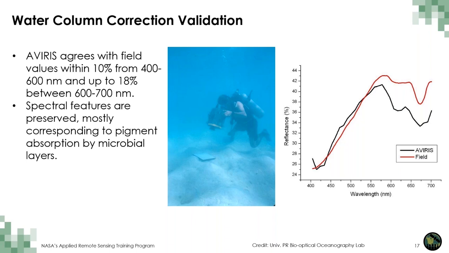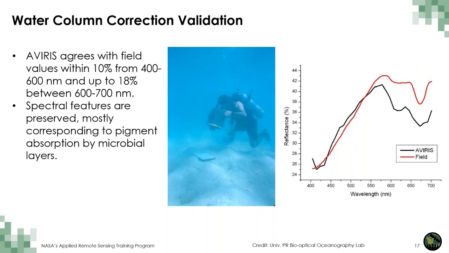Now, here we show the agreement between the AVIRIS data and the field collected spectral curves, particularly in the red region, where we can see the absorption of microscopic organisms that are in between the grains of sand. Changes in the water column composition can cause the differences that we see here between AVIRIS and the in-situ data.